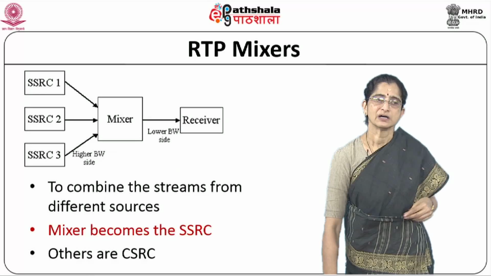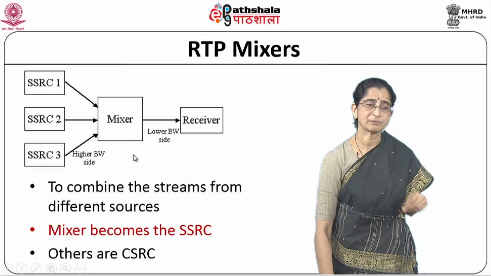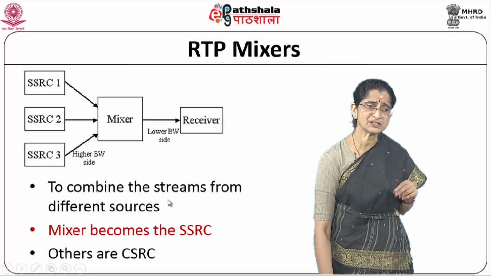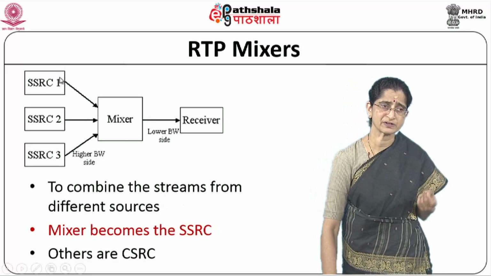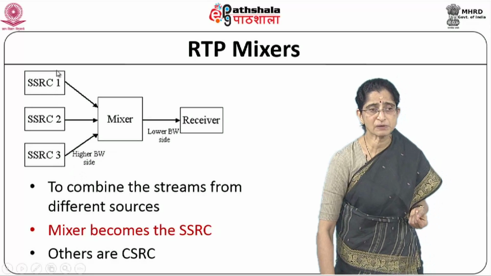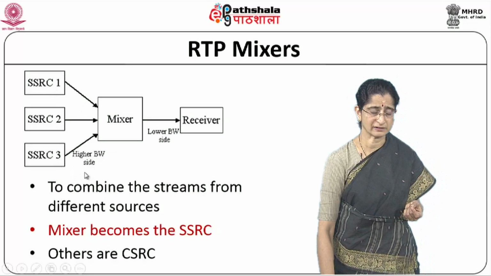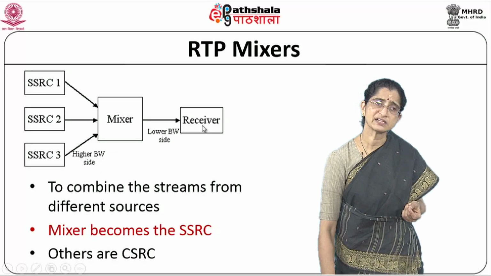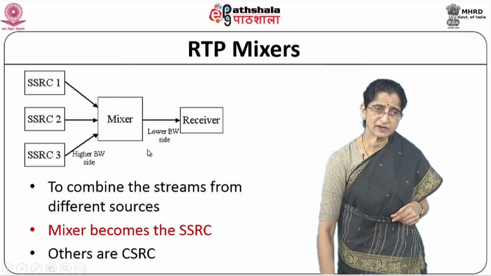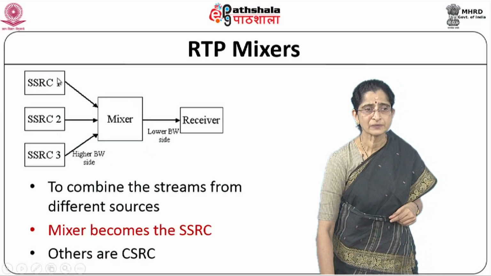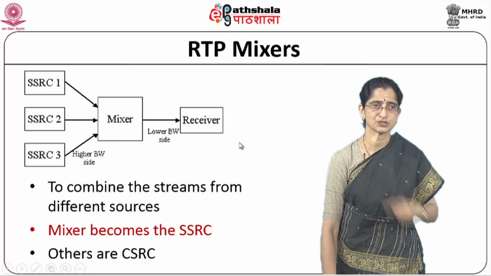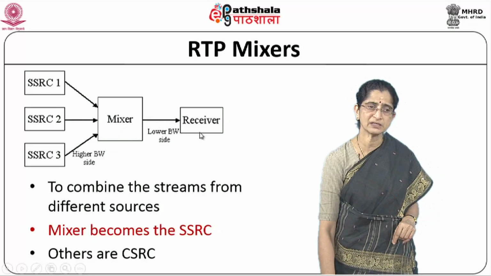Similarly, you have other devices which are called RTP mixers. These are normally used when you want to combine the streams from different sources. I have different SSRCs 1, 2, 3 and so on. For instance, this may be connected on a high bandwidth network, and the receiver may be connected to a low bandwidth network. In which case this device called a mixer, which comes in between, can now combine the data coming from these and then play it out at a rate which can be handled by the receiver.